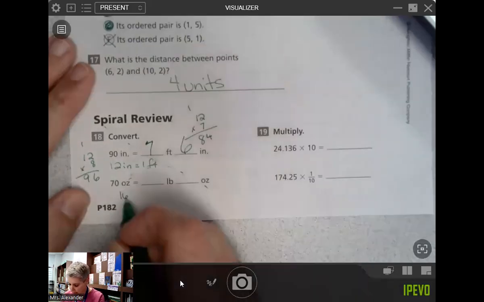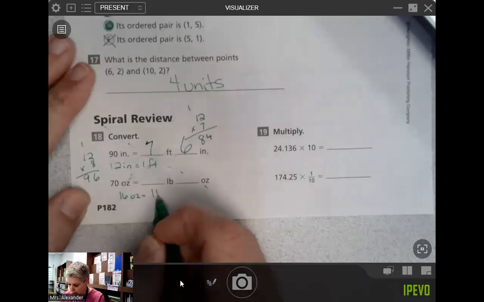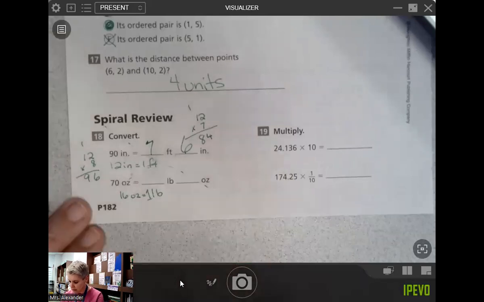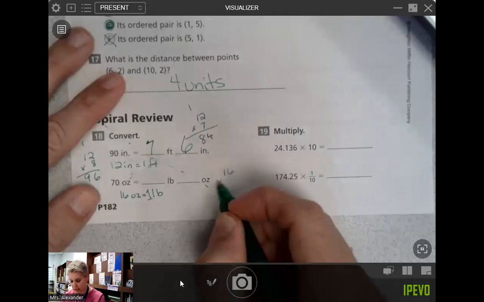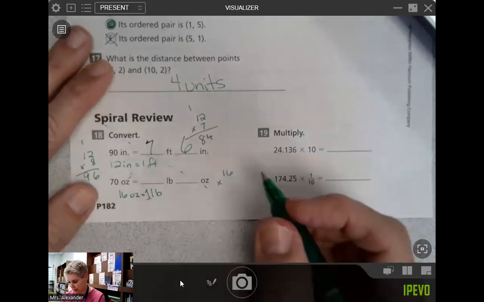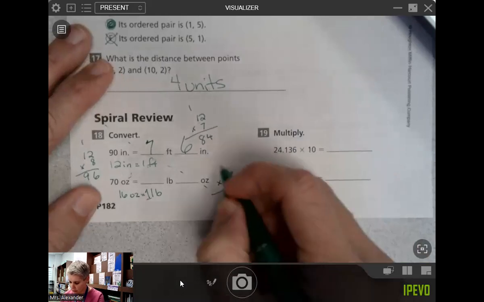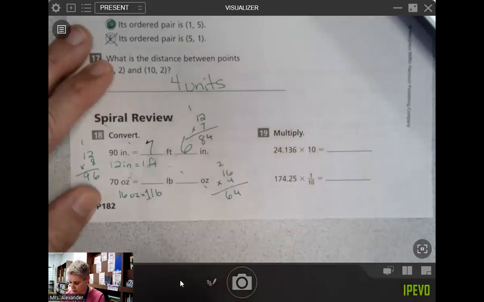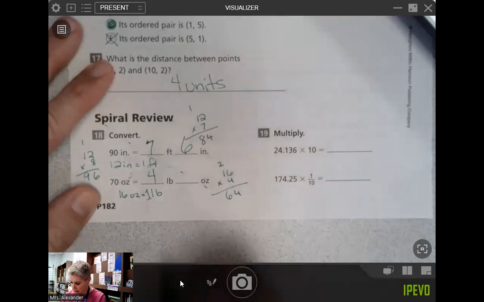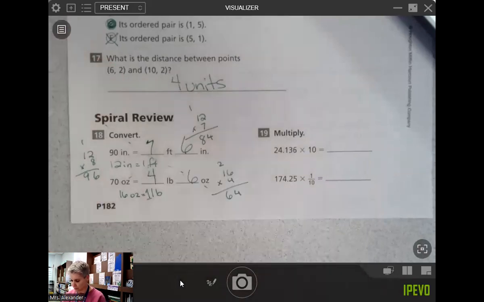And there are 16 ounces equals 1 pound, 1 lb. So 16 times what will get me close to 70? Let's go with, oh, maybe 4. That gets me to 64. I'm not going to get any closer. So 4 pounds, 6 ounces.